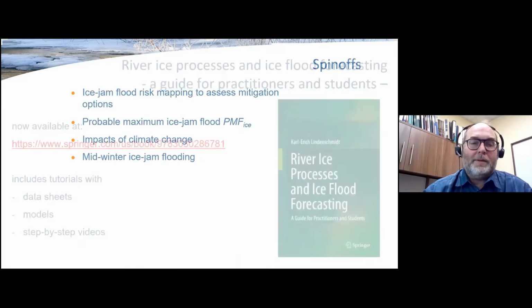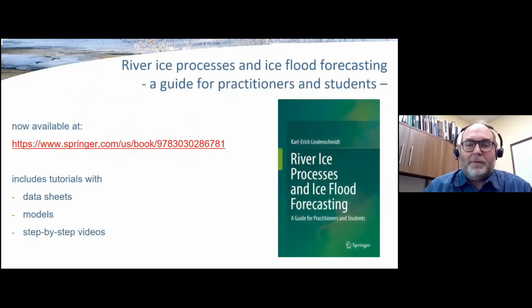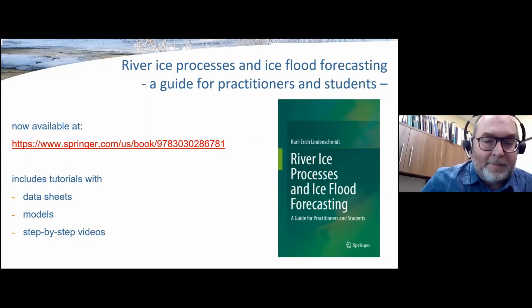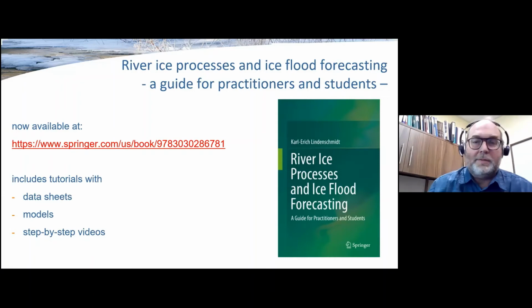Yeah, and if you want to know a little bit more about this, Pravin said at the beginning, there is a book on ice jam, ice flooding, I call it ice flood forecasting. It includes tutorials with data sheets and models and step-by-step videos to help you get accustomed with some of these details that I've gone through here in my talk.